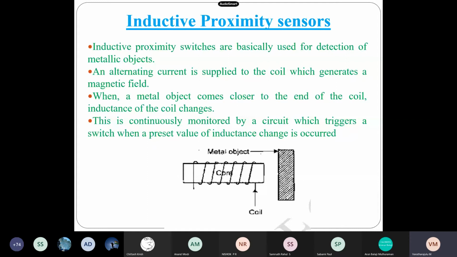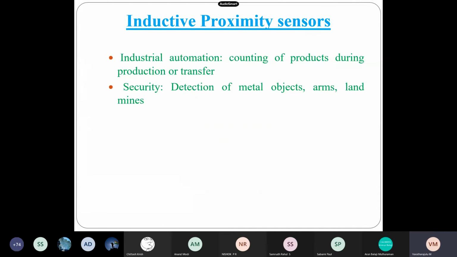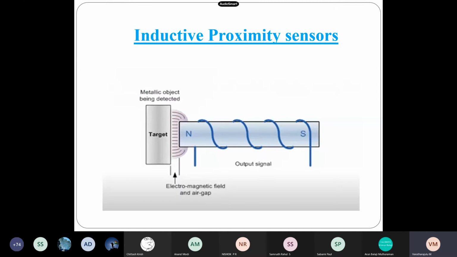When a metal object comes closer to the end of the coil, the inductance of the coil will change. This is continuously monitored by a circuit, which triggers a switch when a preset value of the inductance change is observed, and based on that, the further operation carries on. In industrial automation, for counting products during production or transfer, for detection of metal objects, or armed landmines, in order to perform security measures, we can use the inductive proximity sensors.